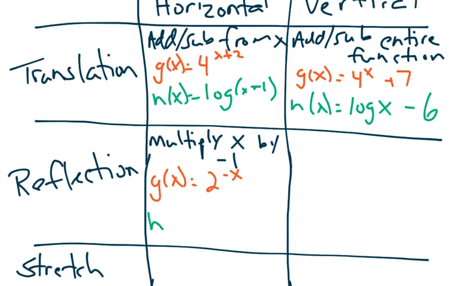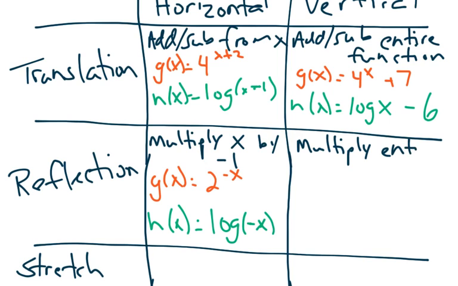Same thing with a logarithmic function. H of x is equal to the log of negative x. Okay, that would be an example of a reflection over the y-axis of a logarithmic function. Okay, with vertical reflections, that would be going from something like quadrant 1 up here down to quadrant 4 down here. Okay, that is when we multiply the entire function.